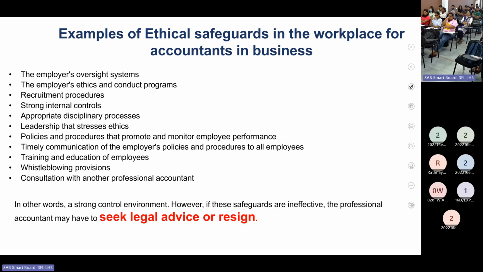Leadership, appropriate disciplinary process, policies, timely communication, training and education of employees, whistleblowing provisions, right?